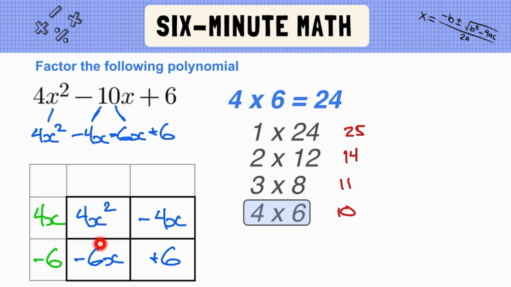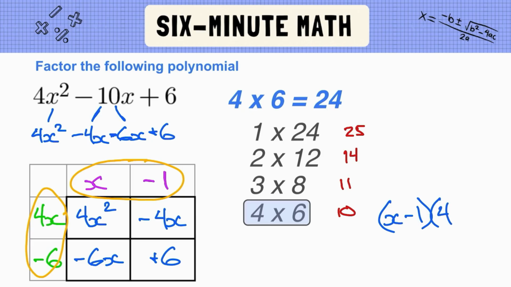Let's factor the columns now. 4x squared and negative 6x. There's actually nothing I can take out of that except for a positive x. And then negative 4x plus 6. Again, I can't take any greatest common factor out of that, but I have to take out something, so I'm going to take out a 1. And because that edge term is a negative, it's actually going to be a negative 1, giving us our final binomials of x minus 1 times 4x minus 6.